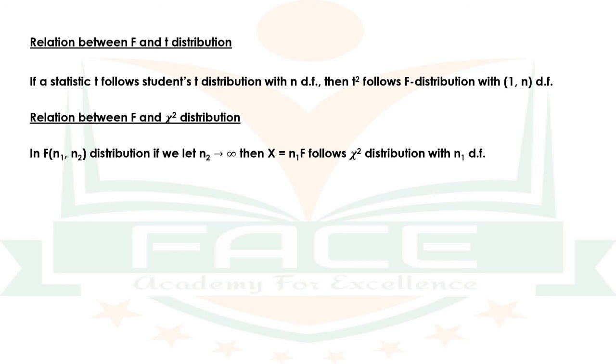And next let us see what is the relation between F and chi-square distribution. In F(n1, n2) distribution, if we let n2 tend to infinity, then x is equal to n1 F follows chi-square distribution with n1 degrees of freedom.